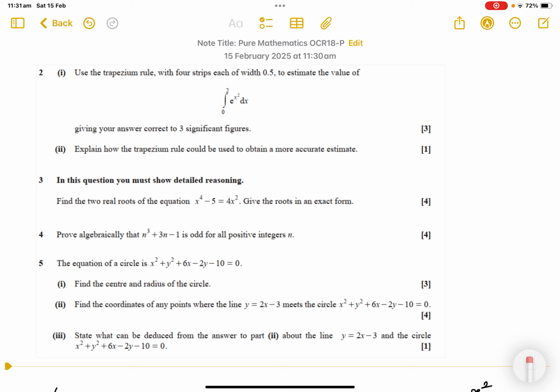The trapezium rule gives us the estimate of the area. The integral is used to find the area under the curve, and that gives you the accurate area. But the trapezium method gives you a close enough answer, so it is an estimation.